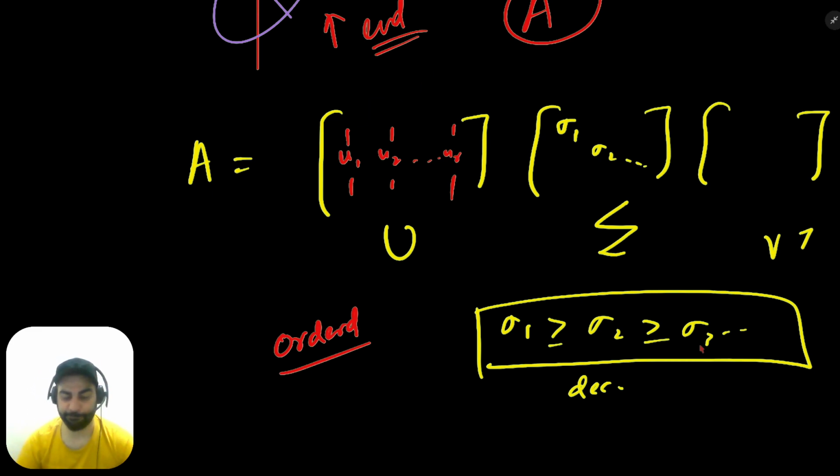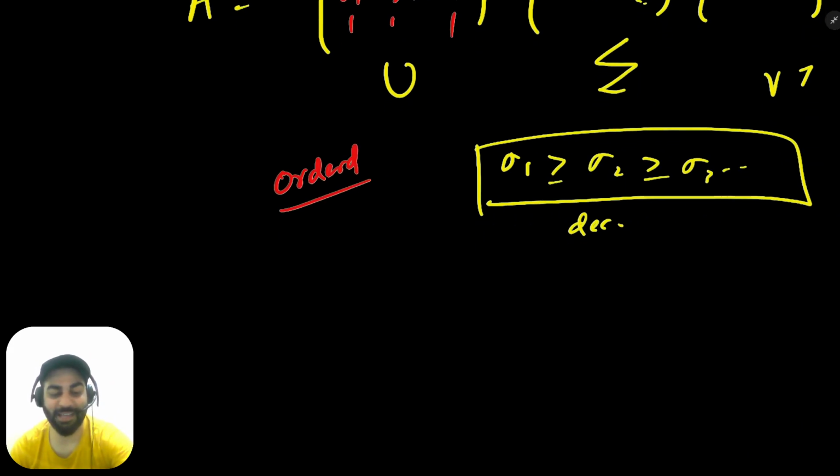Is it clear? Is it clear? Yes, sir. Zubair, Jahangir, Rian, is it clear? Nice.